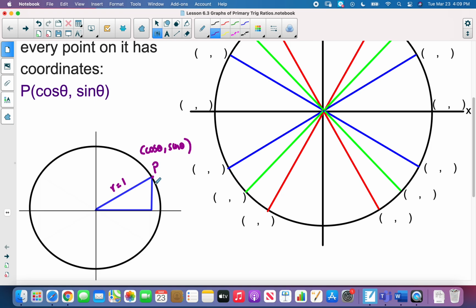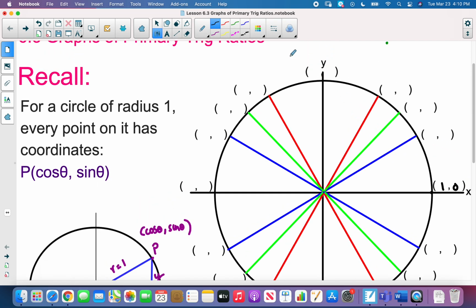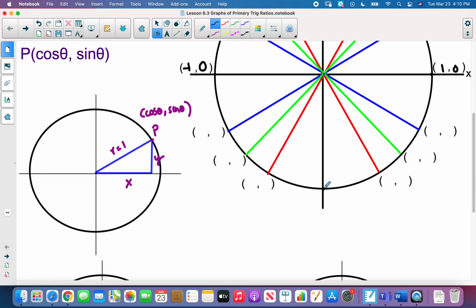This is our y, this is our x. And we also want to get familiar with how to identify the measures of angles using the radian measure. So this lets us first plot the points. This point here is (1, 0), and this is (0, 1). This is (-1, 0), and this point here is (0, -1).